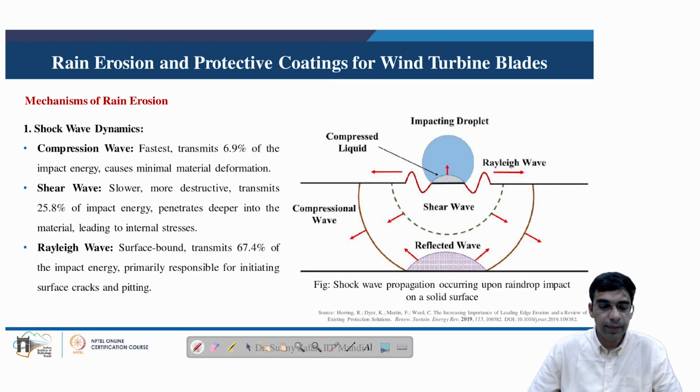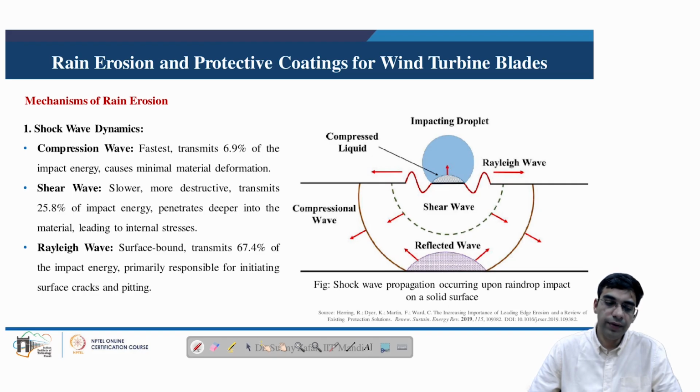Next, we will see the mechanism of rain droplet erosion. So rain droplets, when they come in contact with the wind turbine blade, generate shock waves. Shock wave dynamics include the formation of compression waves, which are the fastest and transmit about 7% of the impact energy, causing minimal material deformation.